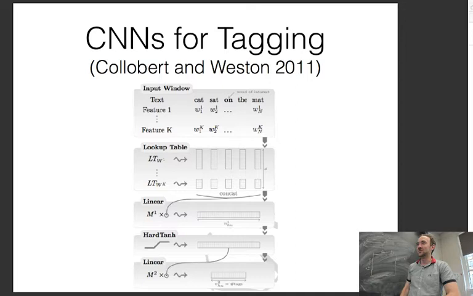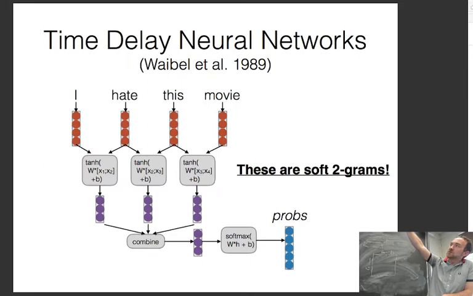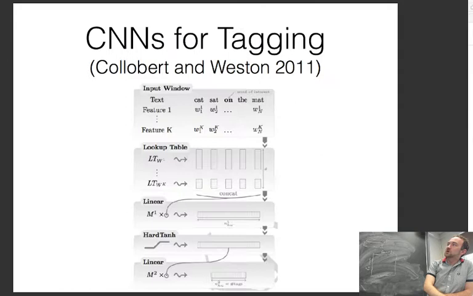What is the lookup table? The lookup table is the thing that looks up your embedding for either the words or the features. Look at this picture first. The lookup table is the thing getting the red ones. The convolution layer is the thing getting the purple ones. In this example, the thing turning them into the purple ones is the concat, linear, hard tanh, which is basically a convolutional filter.